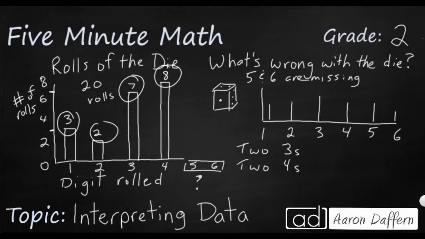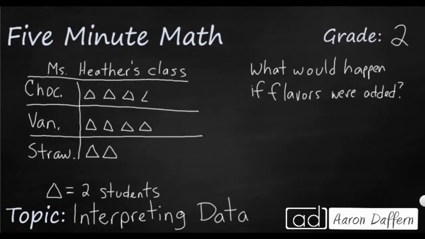Let's look at a pictograph. Now we have a pictograph. We've got students in Miss Heather's class, 19 students, that voted on their favorite ice cream flavor. The 3 choices were chocolate, vanilla, and strawberry. And we have to keep track of our key down here. Each triangle represents 2 students. So let's go ahead and put some numbers here.